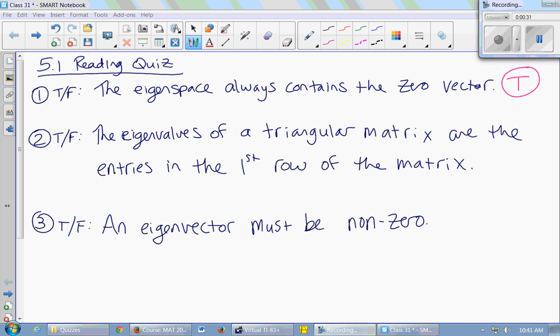Okay, so the eigenvalues of a triangular matrix are the entries in the first row of the matrix. False. What are the eigenvalues of a triangular matrix? They're the entries on the main diagonal. Yep.